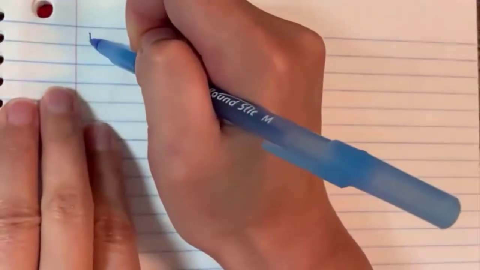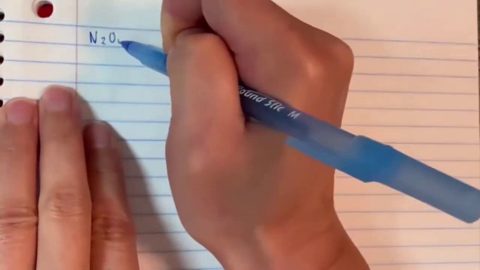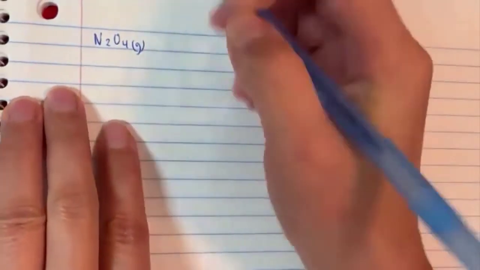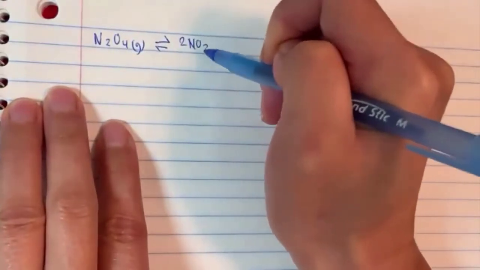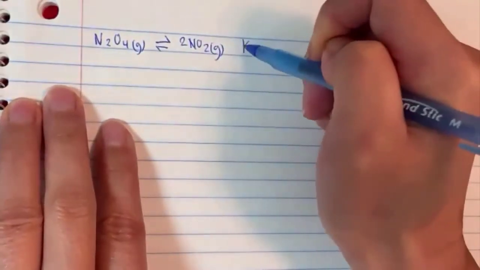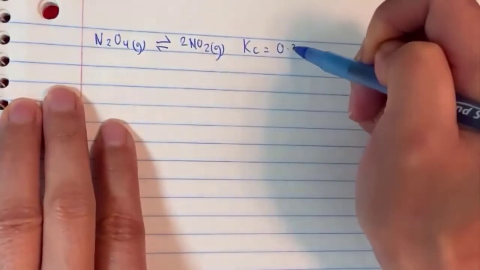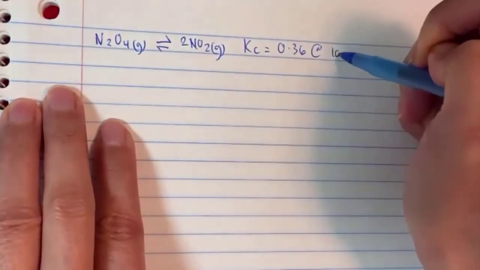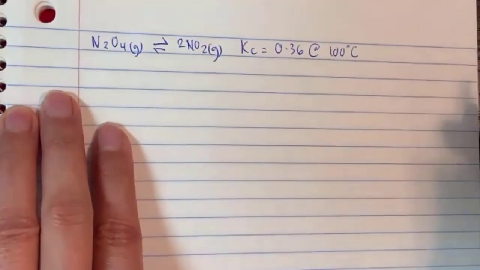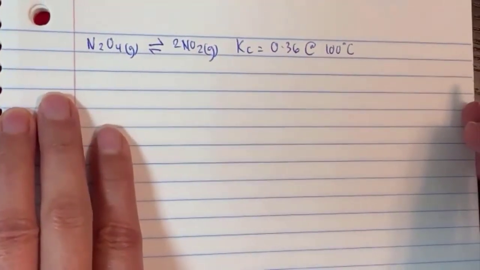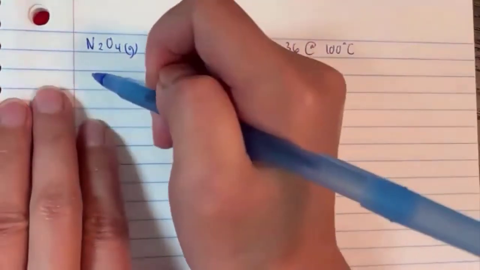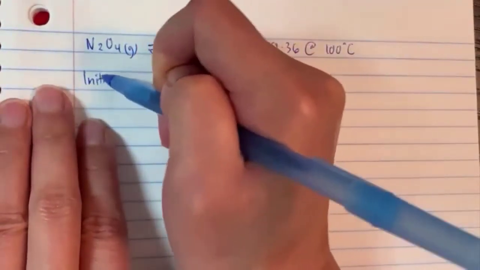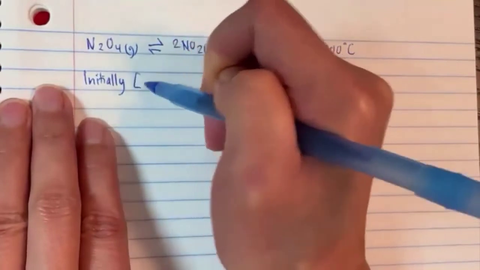Now we have another equation. So you have N2O4 gas, it's going to turn to 2NO2 gas. And Kc is given as 0.36, and it says it's at 100 degrees Celsius. Remember, the 100 degrees is just really a distraction, because you have to get the calculations for also 100. So sometimes they don't even mention the temperature. Assume it's the same temperature, okay?